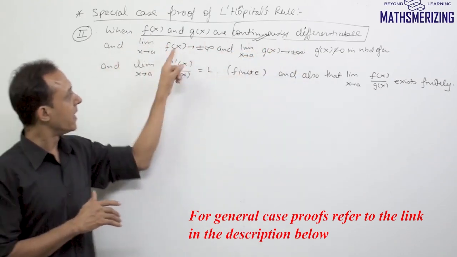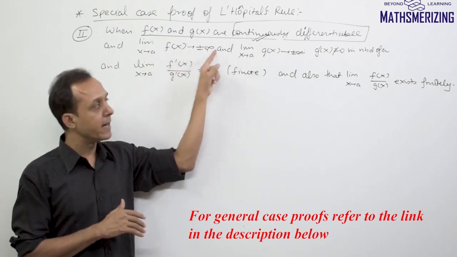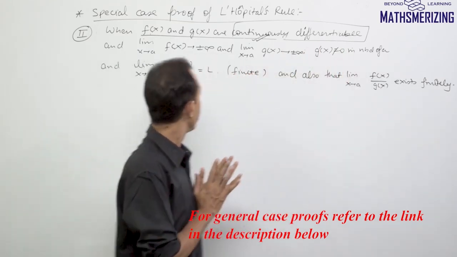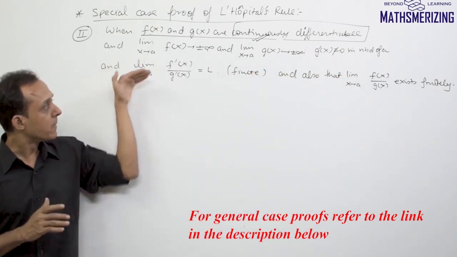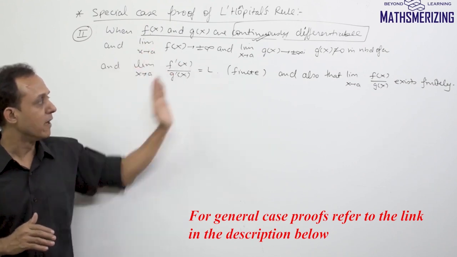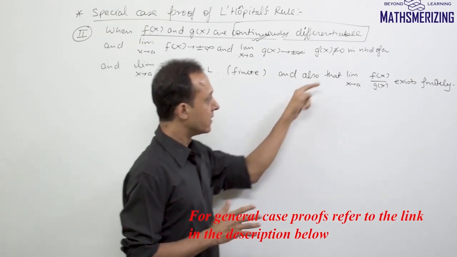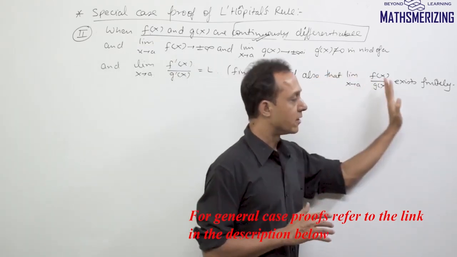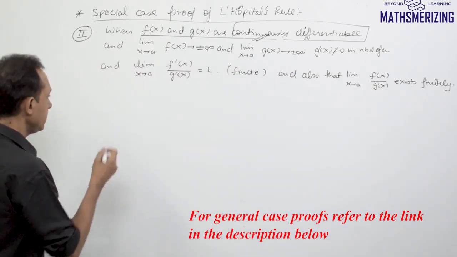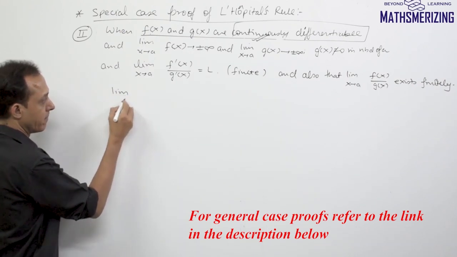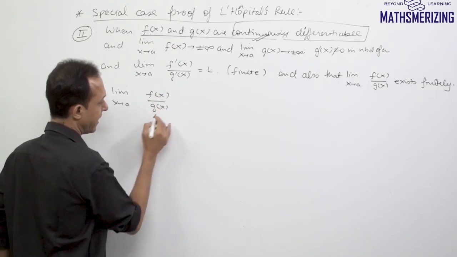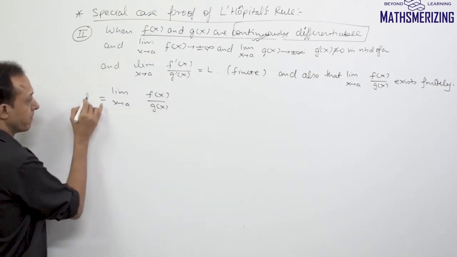Limit x tends to a f(x) and g(x) tends to either plus infinity or minus infinity. g'(x) is unequal to 0 in the neighborhood of a. And then limit x tends to a f'(x) upon g'(x) exists and exists finitely, and suppose the value is L. We'll also assume that limit x tends to a f(x) upon g(x) also exists finitely. So I'll start with limit x tends to a f(x) upon g(x), and suppose the value of this limit is L1.